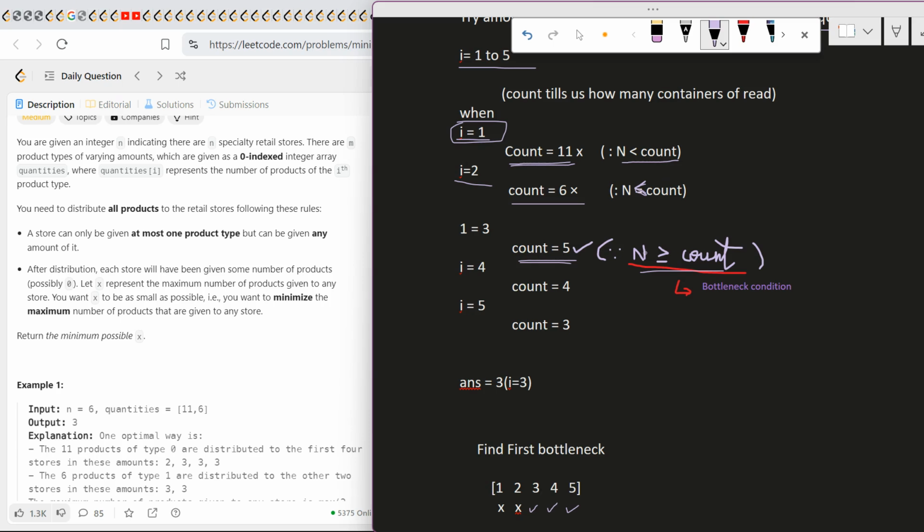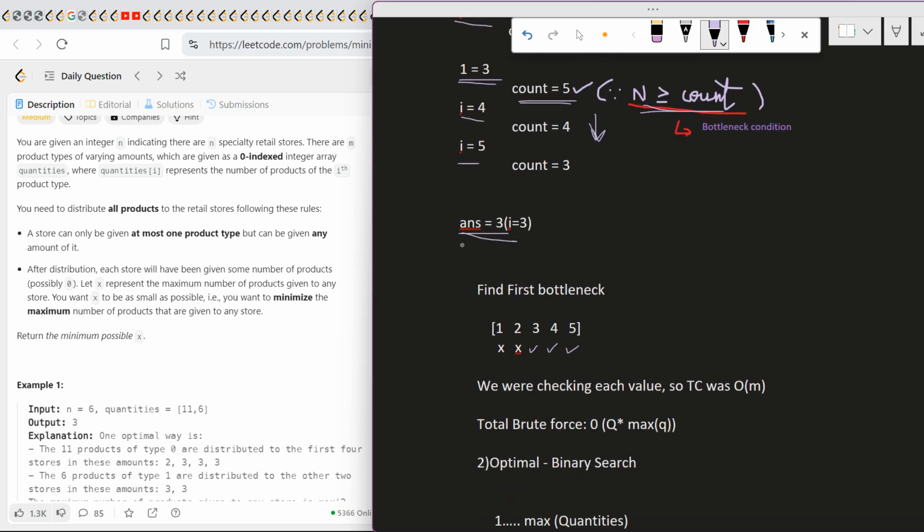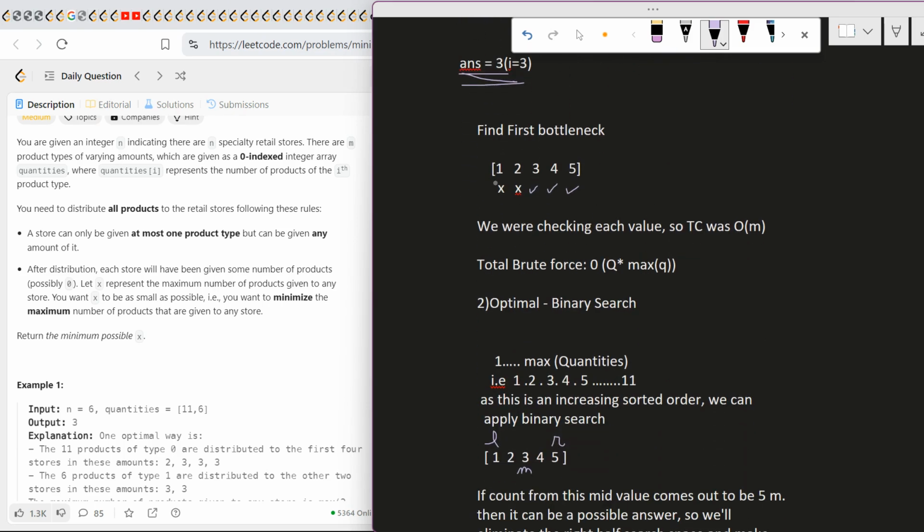So this is less than or equal to our n. i equals 3 would be our bottleneck condition. After that, even if we increase the quantity we can store in the container, the count of containers would only decrease. So it would always satisfy this condition. That is why I could just use the bottleneck. Basically, from 1 to max of quantities array, we are finding out the first bottleneck, which would be our answer.